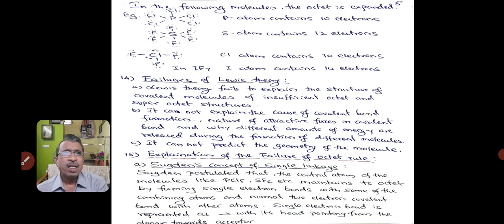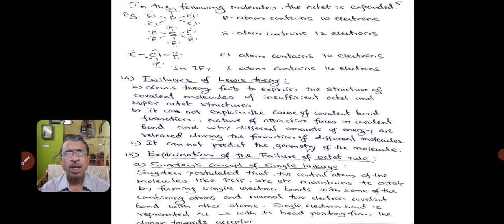Now let us take some of the molecules wherein the octet is expanded. For example, phosphorus pentachloride. In phosphorus pentachloride, phosphorus is linked to the 5 chlorine atoms through 5 bonds. So each bond contributes 2 electrons. Therefore, on the phosphorus, we have 10 electrons. Similarly, sulfur hexafluoride, on the sulfur we have 12 electrons because the sulfur is connected to 6 covalent bonds.